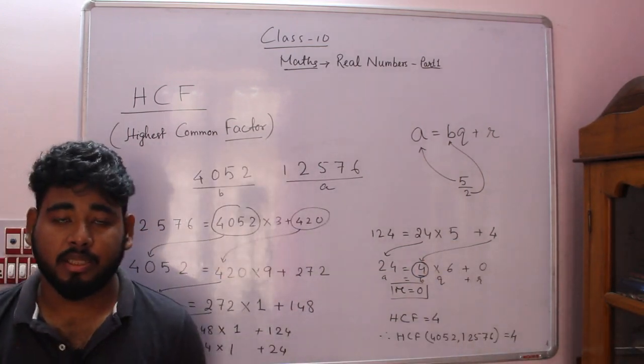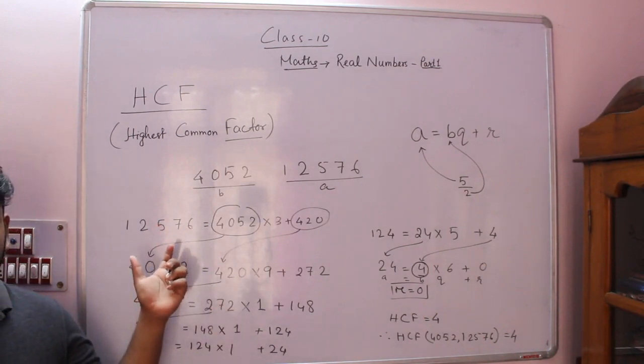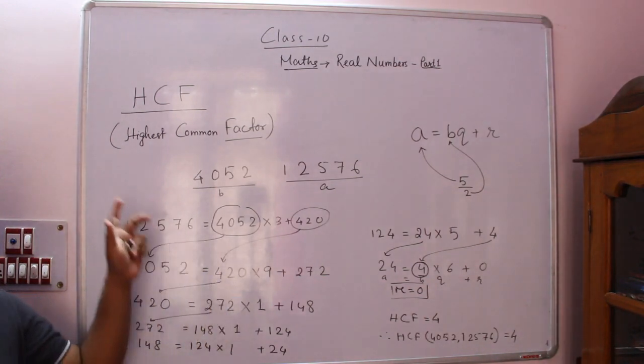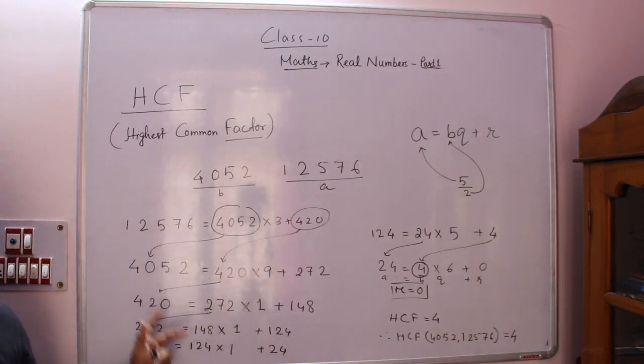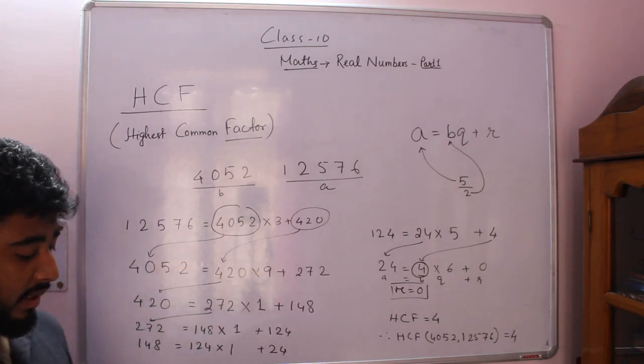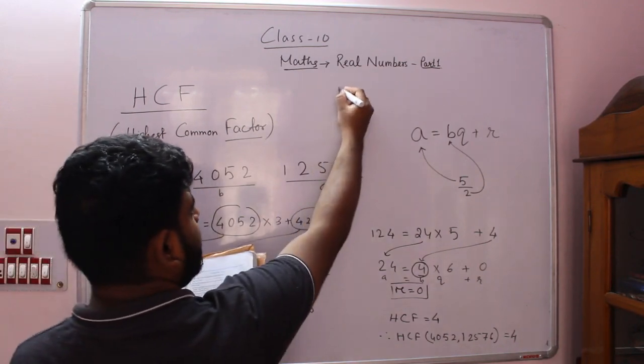Did you understand this part? If you don't understand, just repeat it and recheck, you will understand it. So this is how the Euclid's division lemma is used to find the HCF between two numbers. For this class, I will suggest you homework which you have to submit.